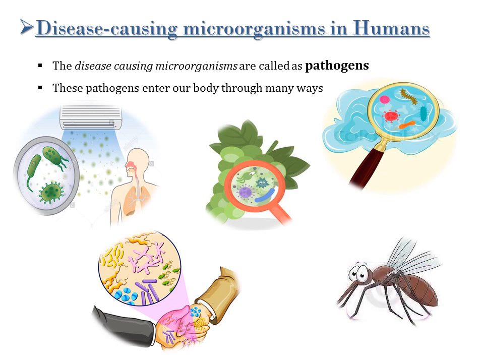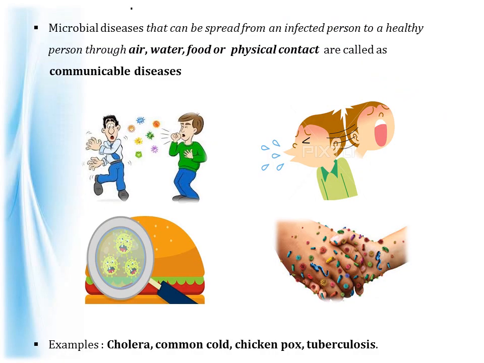When a pathogen enters our body, we may fall sick and get various kinds of diseases. Some diseases might spread from an infected person to another, while some might not. Those microbial diseases that can be spread from an infected person to a healthy person through air, water, food or physical contact are called communicable diseases. And those microbial diseases that do not spread are called non-communicable diseases.